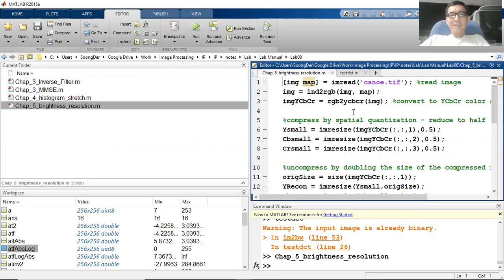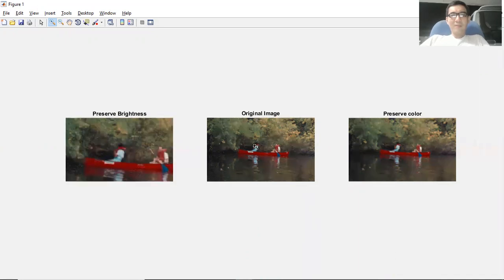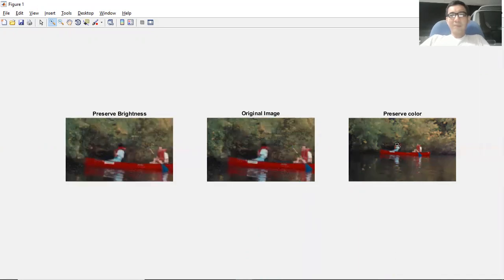One, I compress the color and preserve the brightness. Another one, I preserve the color and I compress the brightness. So if you compare them in more detail, then you will see what I mean.